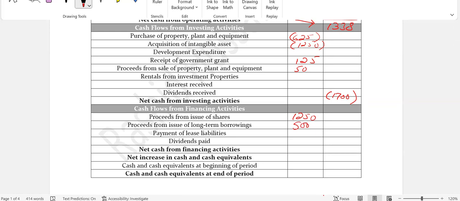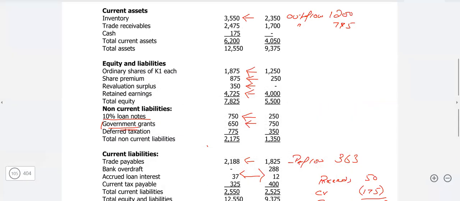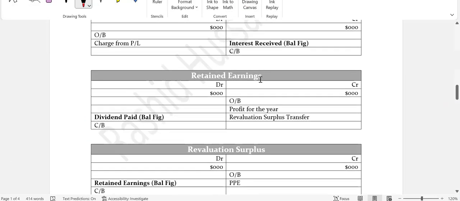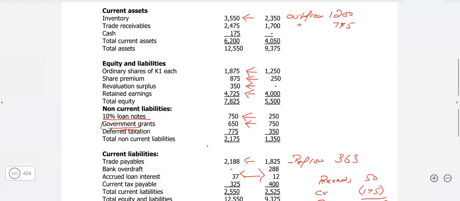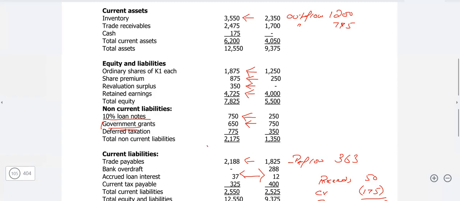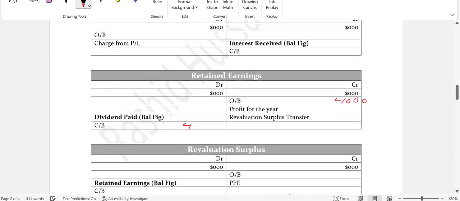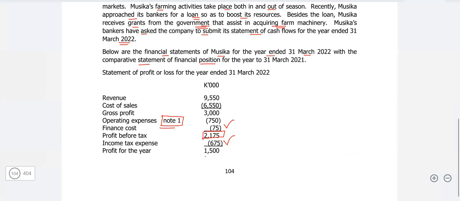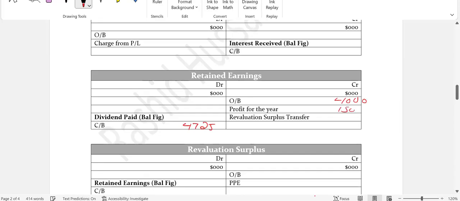Now we need to calculate the dividends paid. For dividends paid, we have the working of the retained earnings. So let's go to the retained earnings. Opening balance is 4,000, so we write this 4,000. Closing balance is 4725, so we write 4725. Then we have the profit for the year. Profit for the year is in the statement of profit and loss, which is 1500. We write it over here.